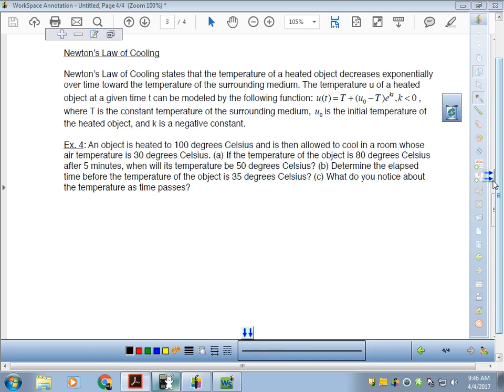Okay. So the formula we use for Newton's law of cooling looks like this. u of t equals T plus (u sub 0 minus T) times e to the kt, where k has to be less than 0. In this, T represents the temperature of the surrounding medium, the temperature of the room the object is in. u sub 0 represents the initial temperature of the heated object. And then k is just going to be our rate. It's going to be a negative rate. And we'll have to figure it out.